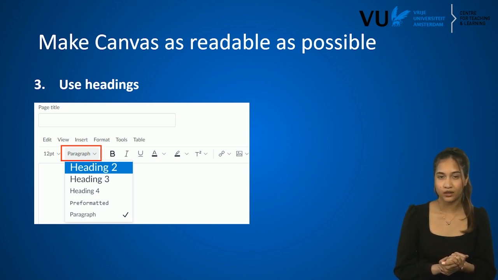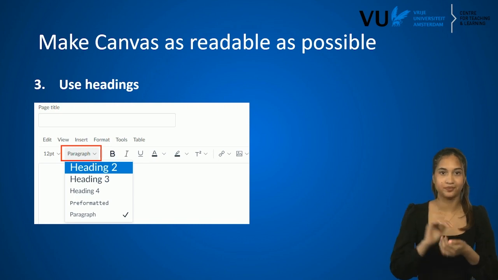If you just make your text bold or a bigger font size, the screen readers will not pick up on this. The person using the screen reader will also not be able to skip sections. This makes the Canvas page very impractical. For people who are not familiar with the headings function, you can find it in the upper row of the text box under paragraphs, as you can see here.